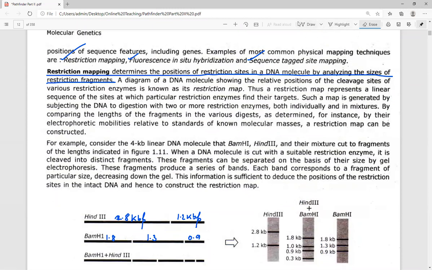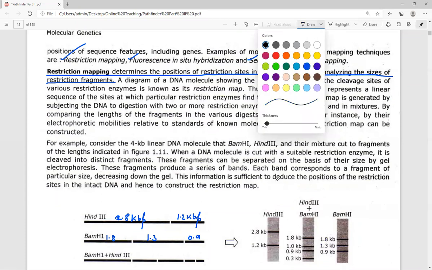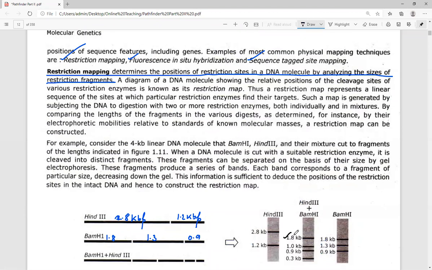So which fragment is going to remain constant? Look here. It is this fragment, 1.8 kilobase pair, 1.8 kilobase pair. That is going to remain the same, 1.8 and 1.8. These are the two DNA molecules. Now, one 0.9 and 0.3 base pair.